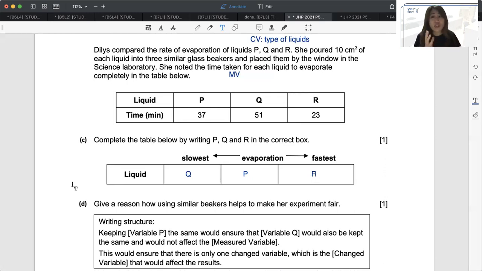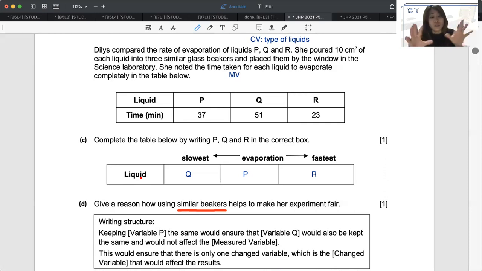Usually for this kind of question, it can range between 1 mark or 2 marks. Give a reason. You are to explain the target of this variable here. The main part here is, why do I need to use similar beakers? Why is it so important to use beakers of similar sizes? Yes, I know it's going to affect my measured variable if I don't use beakers of the same sizes, but you need to explain further. If I use beakers of different sizes, what am I going to affect? What variable will I change, which will then affect what I am measuring, which is the time taken for each liquid to evaporate?